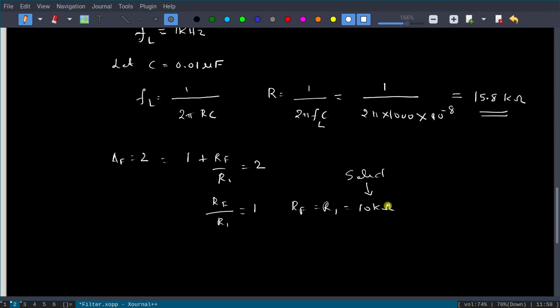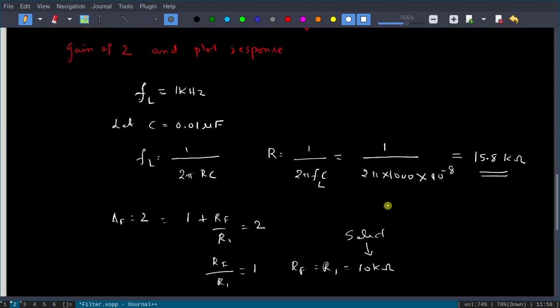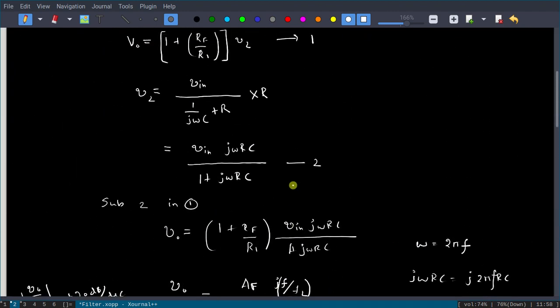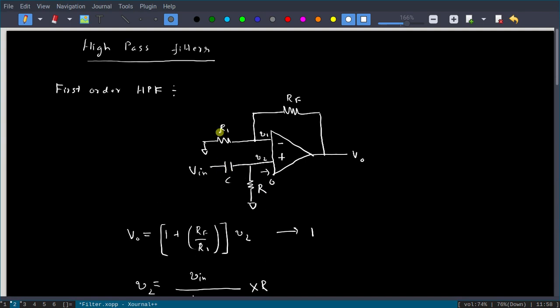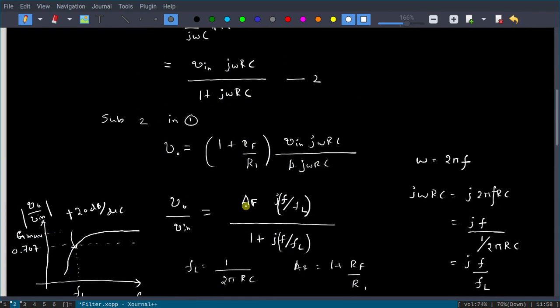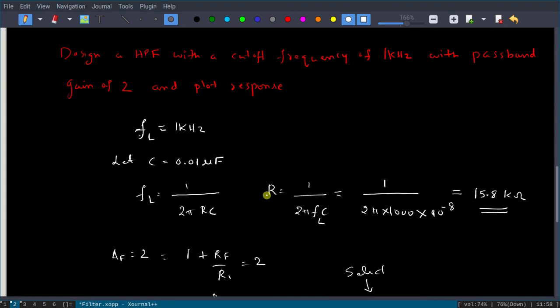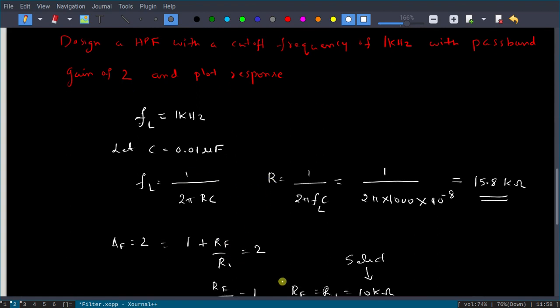Now we have designed this circuit. Design here means, remember this is the circuit, what is R1, what is RF, what is C, and what is R. All the 4 values you have to find. That is nothing but the design. That itself we have done here. You can see we assumed C, we found R, and R1 and RF we also know now.